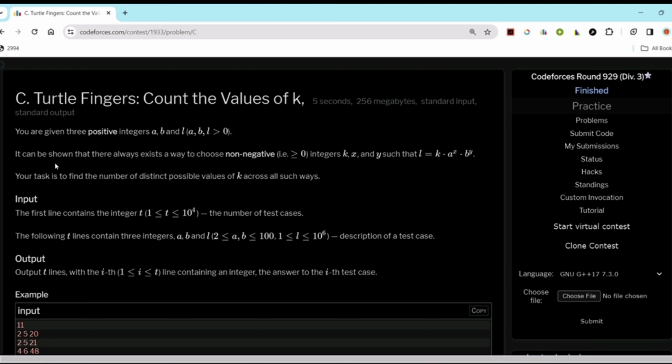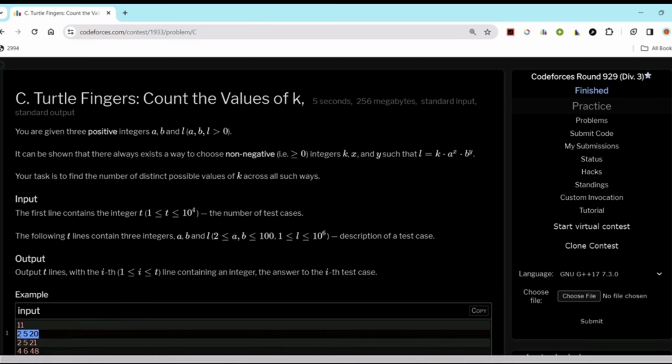It can be shown that there always exists a way to choose non-negative integers k, x and y such that this equation is satisfied. Our task is to find the number of distinct possible values of k across all such ways. So basically, we are given three positive integers a, b and l. I need to find all the distinct values of k for variables x and y. So this is the equation and the question.